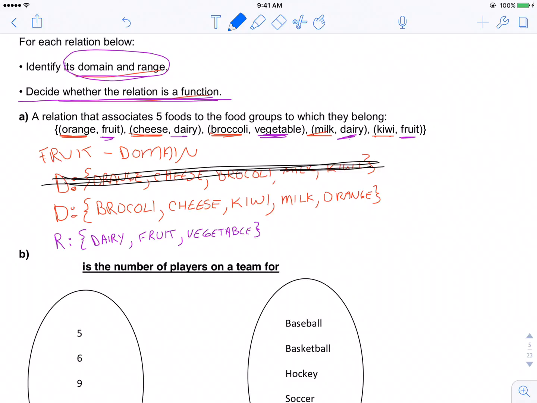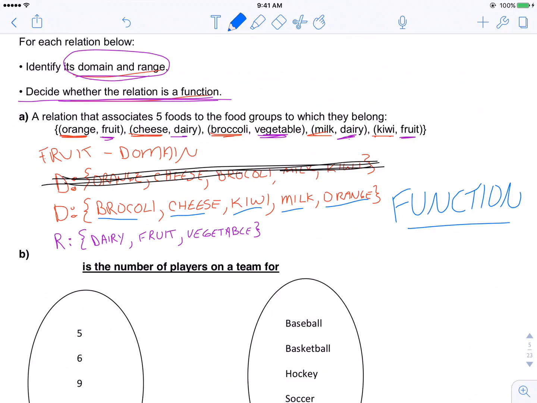Broccoli only gives us vegetable. Cheese only gives us dairy. Kiwi only gives us fruit. Milk only gives us dairy. Orange only gives us fruit. So each of those only gives us one possible value. So this is what we call a function.